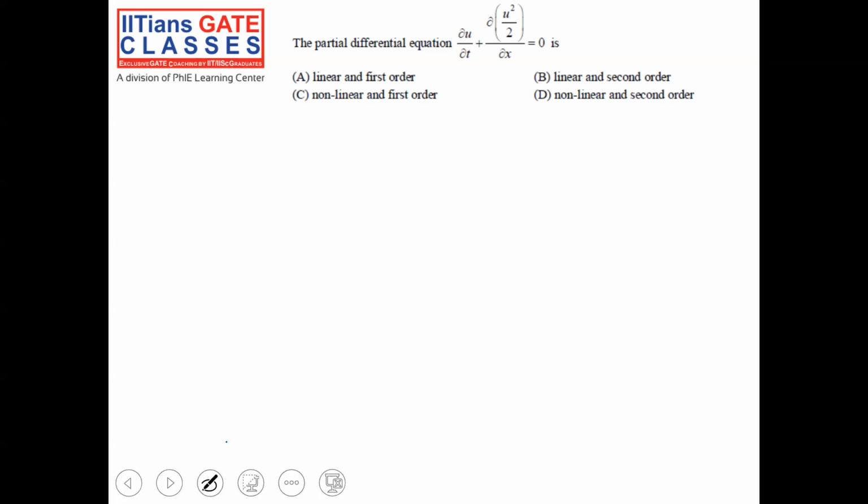And as we can see, all the derivatives are of first order, the highest order of derivative is only one. In the first term we have dou u by dou t, we are taking derivative only one time. In the second case also we are taking derivative only one time. Hence the highest order is 1. So we can say this partial differential equation is non-linear and first order. Hence option C is correct in this case.